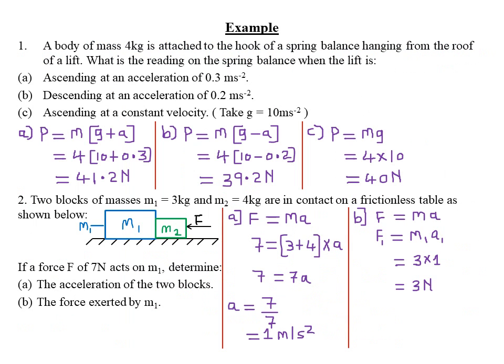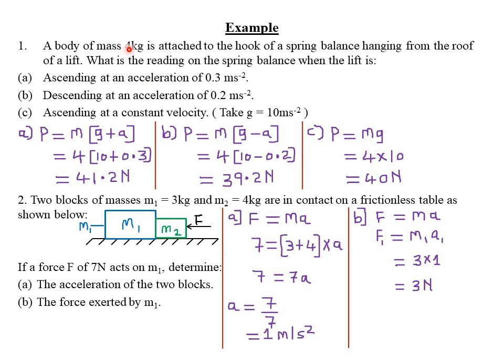Let's look at an example involving the same. The example reads: a body of mass 4 kg is attached to the hook of a spring balance hanging from the roof of a lift. What is the reading on the spring balance when the lift is (a) ascending at an acceleration of 0.3 meters per second squared? Remember, to ascend means moving upwards. Therefore, we use the formula for when the lift is moving upward. The formula was P is equal to m into (g plus a), for a lift which is moving upwards, or ascending.